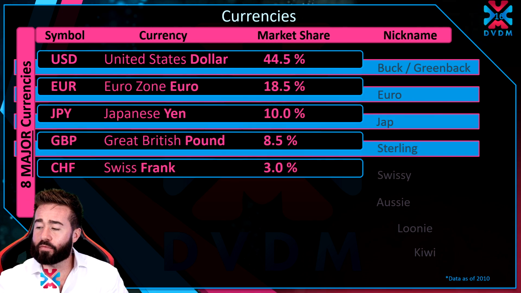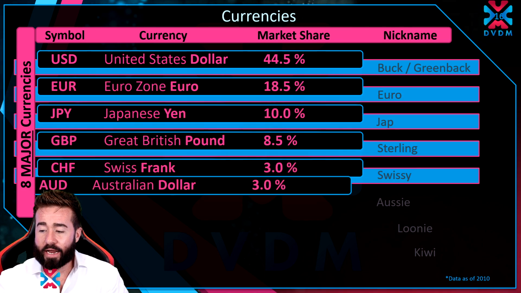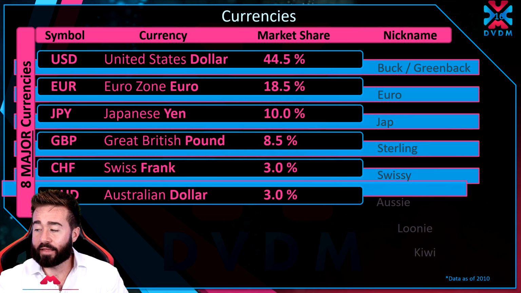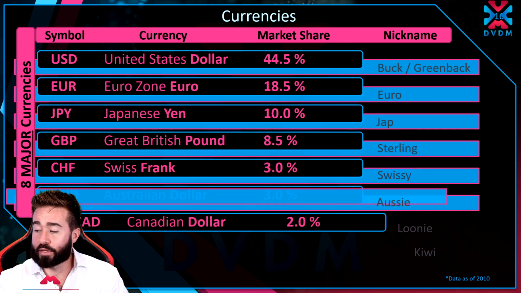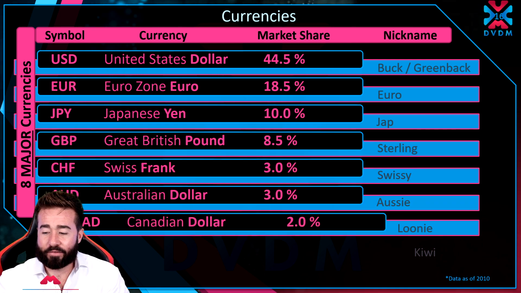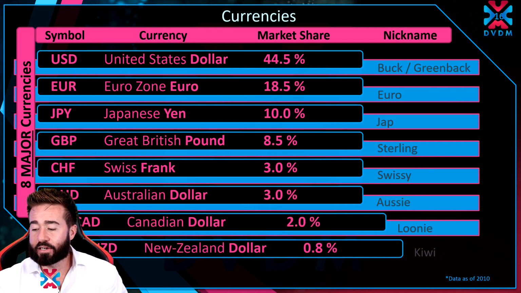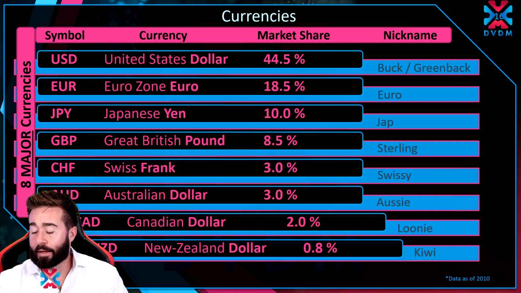We then have the Swiss franc with a 3% market share, nicknamed Swissy. We then have the Australian dollar AUD with a 3% market share, and that is Aussie. We then have the Canadian dollar at 2% with the nickname Loonie. Then we finally have the Kiwis and the guys in New Zealand, the New Zealand dollar, and that has a 0.8% market share being the Kiwi.